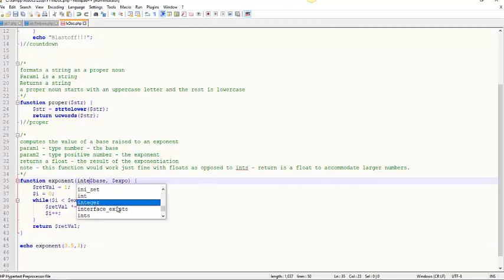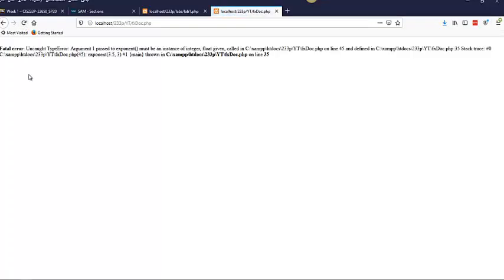So if I do that, that's what you call type hinting. Now I'm enforcing that that thing is an integer. Now if I save that and I reload this page, it now blows up on me because the argument didn't match the parameter type. There are some that argue that PHP is a loosely typed language. This is not in the spirit of the language.